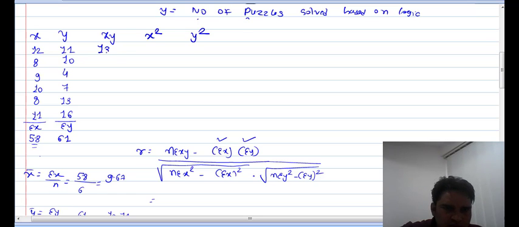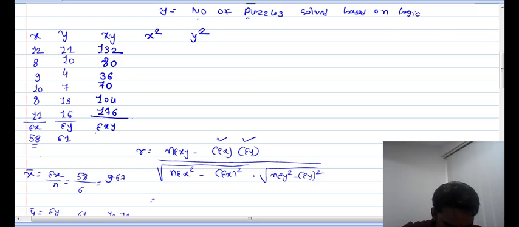If you do this, you will get 132. 10 into 8, 80. 9 4s are 36. 10 7s are 70. 13 8s are 104. 11 into 16, 176. Now what is the summation of sigma xy? So it would come 598.